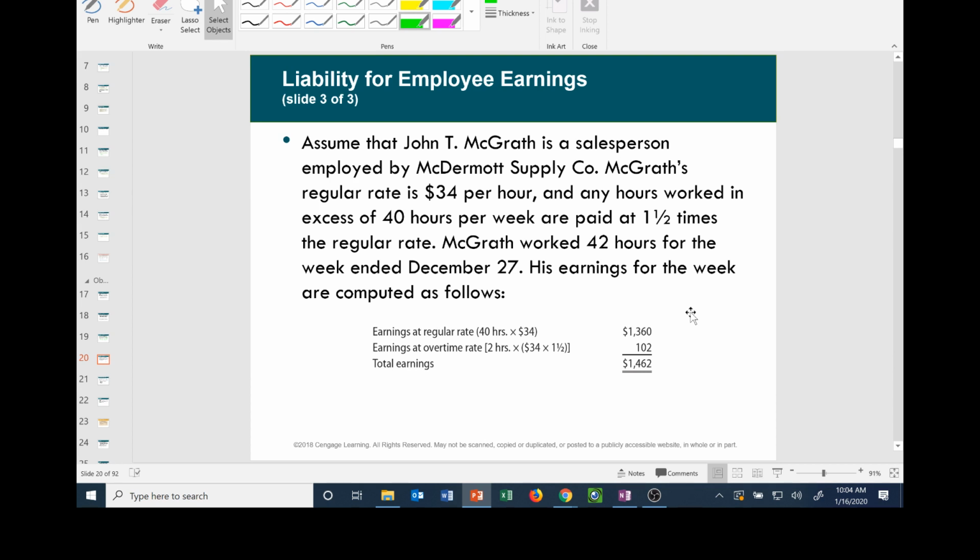Okay, here's just calculating 42 hours. This person makes $34 an hour, time and a half for 2 hours. They made $1,462. Now we've got to learn to take taxes out of that $1,462.